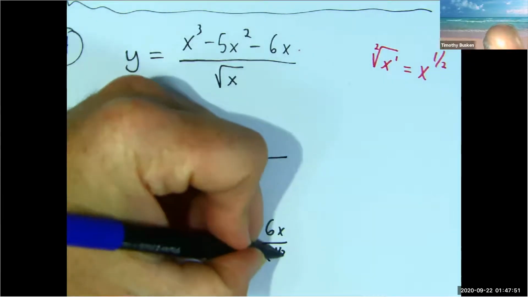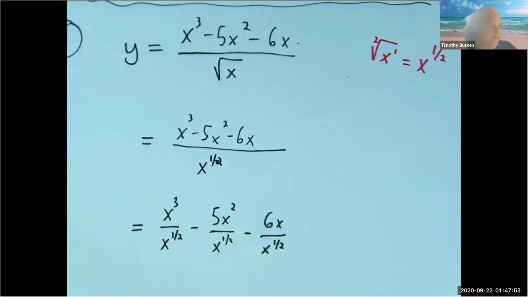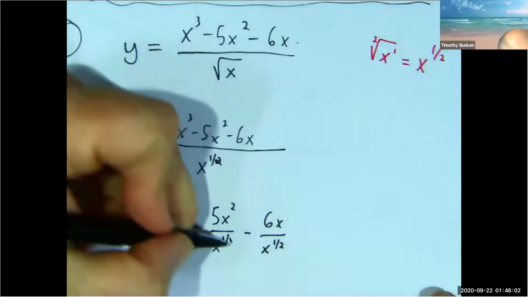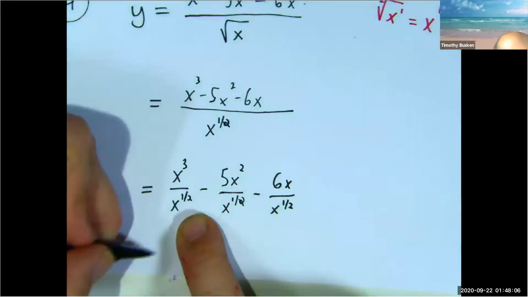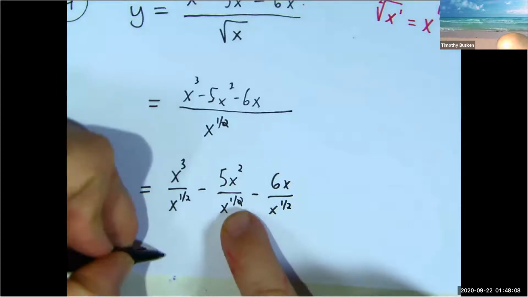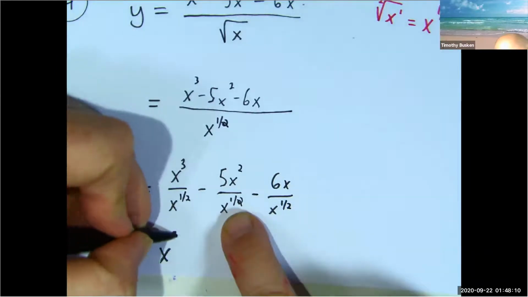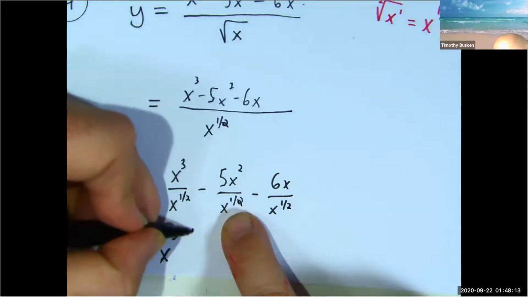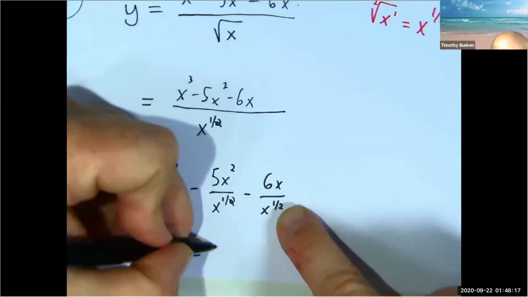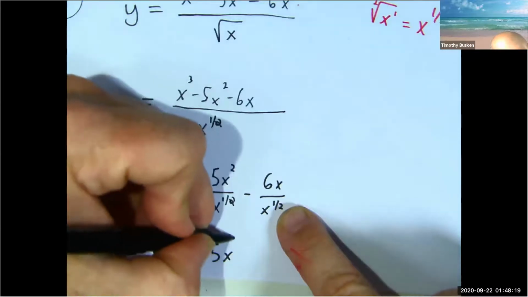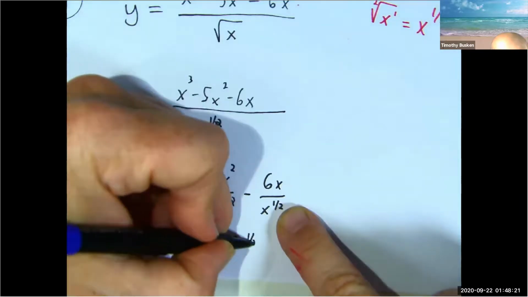So now what I want to do is use the property of exponents to divide each one of these terms by x to the 1/2 power. Okay, so this first term should be x to the 3 minus 1/2 power, and then minus 5x to the 2 minus 1/2 power.